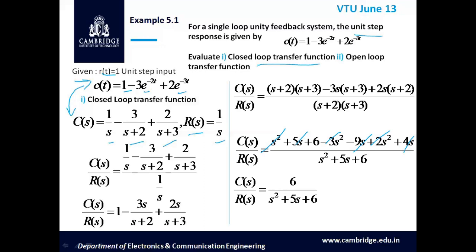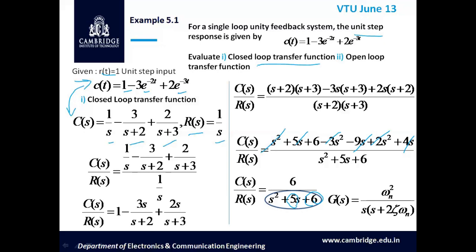The next step is to find the open loop transfer function. If you equate the denominator term to the standard characteristic equation of a second order system, which is s square plus 2 zeta omega n s plus omega n square, here omega n square is equal to 6 and 2 zeta omega n is equal to 5. It is very clearly picturized. Omega n square will be equal to 6 and 2 zeta omega n will be equal to 5.